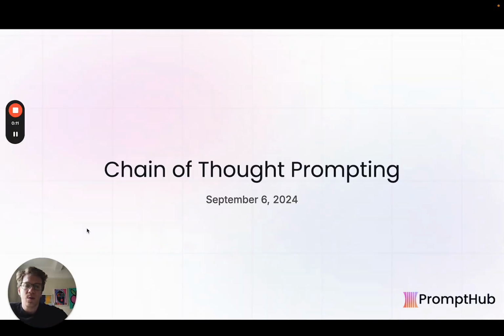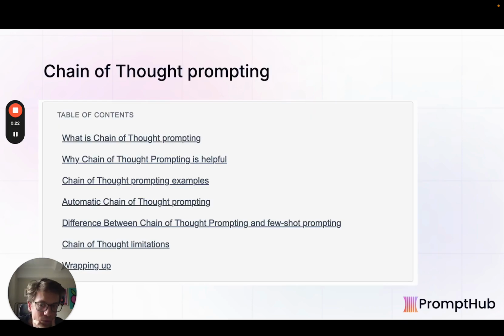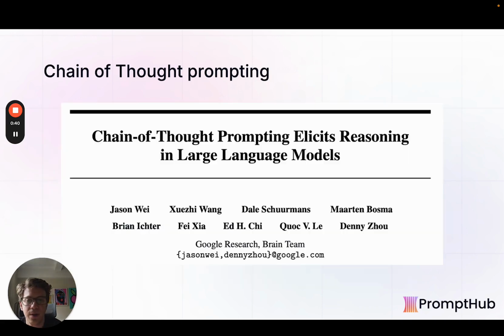Dan here, co-founder of PromptUp, and today we're going to talk about one of the more well-known, if not the most well-known, prompt engineering methods called chain of thought prompting. We'll go over what it is and how it helps. We'll look at a bunch of examples because there are a lot of different ways to implement this method. Specifically, we'll look at how to automate this type of prompt engineering method, how it differs from few-shot prompting, where the limitations are for it, and then we'll wrap up.